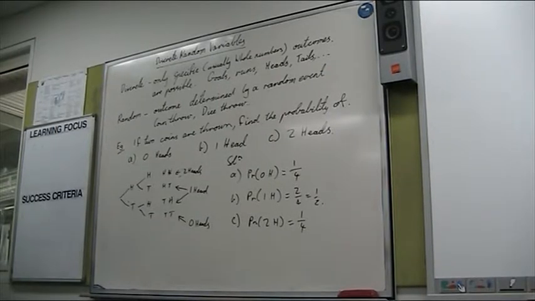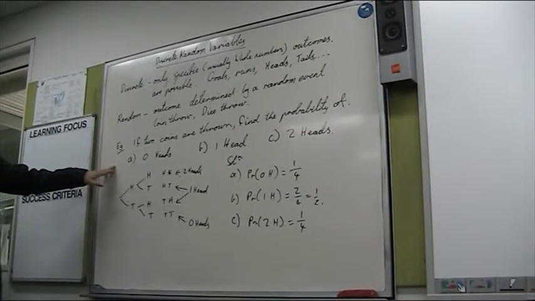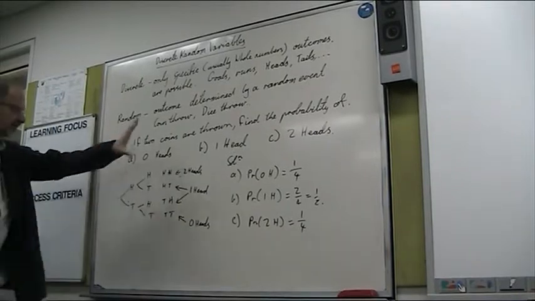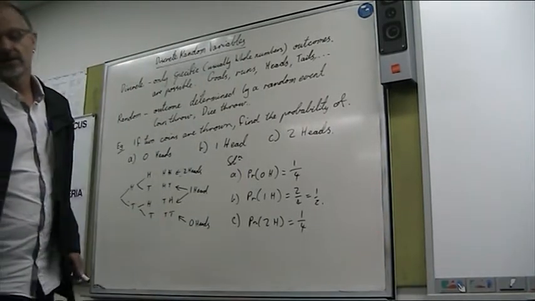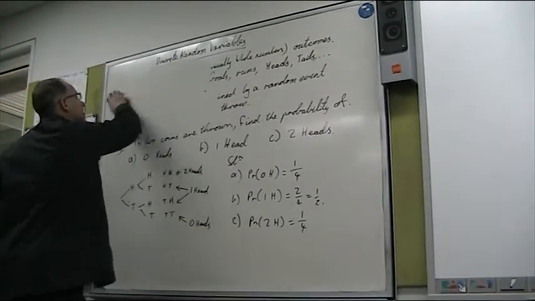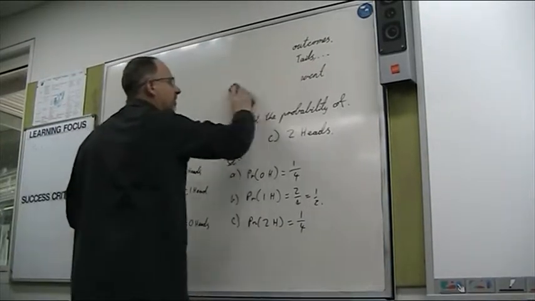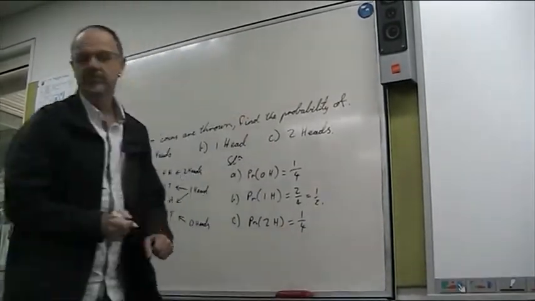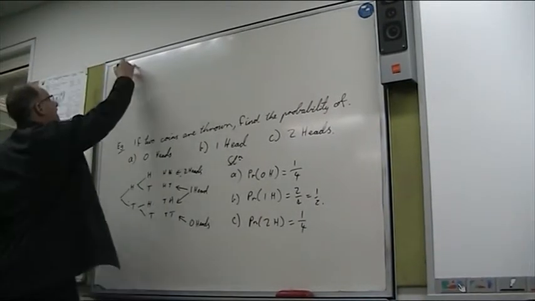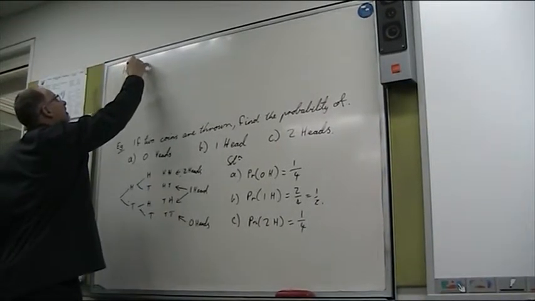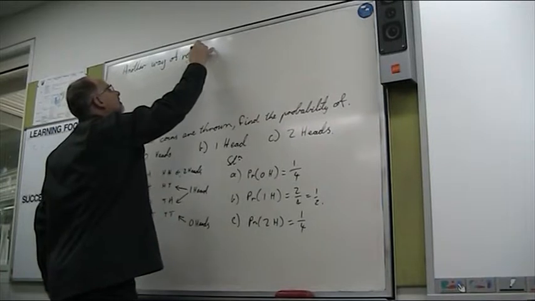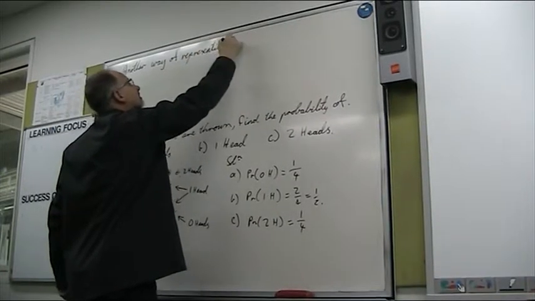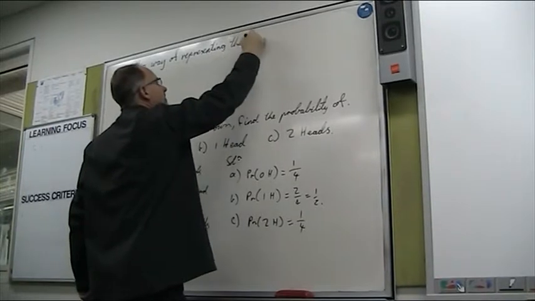Alright. Now when we talk about discrete random variables, the way the probabilities are set out is different to that, and we're going to have a look at how this might be set out. So it's what's called a probability distribution table. That's what it's called. So another way of representing this is in the probability distribution table.